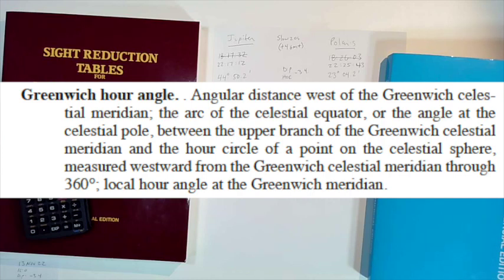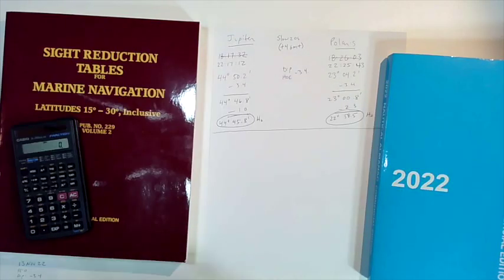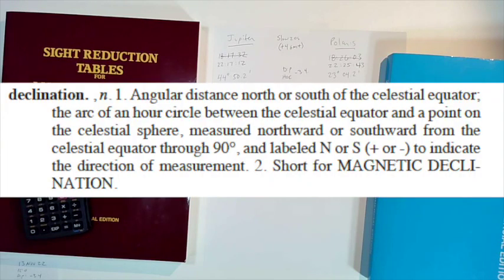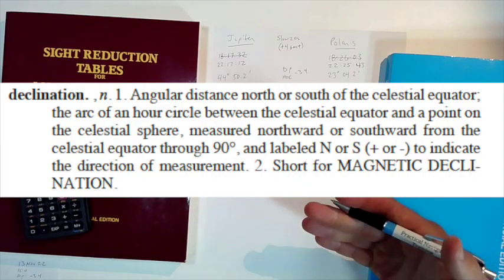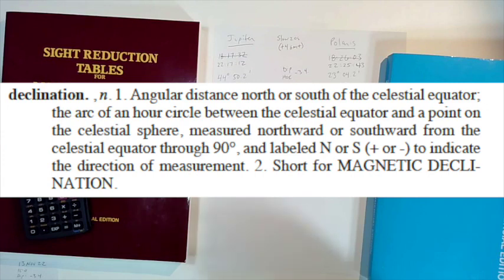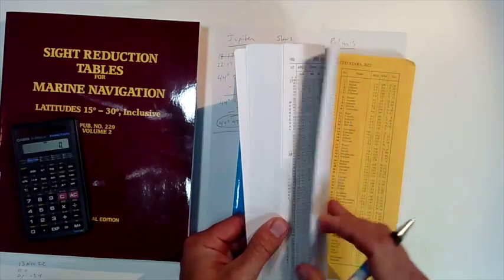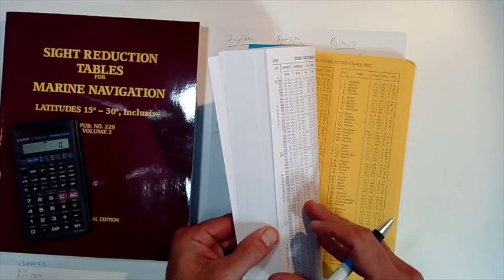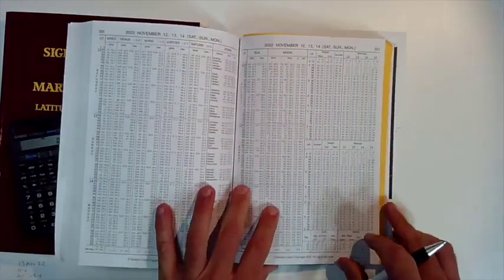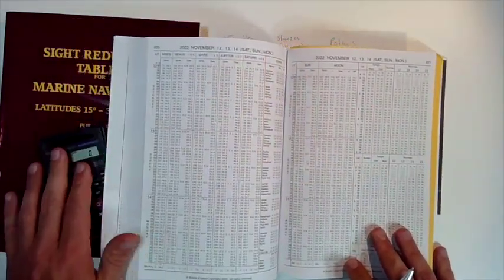The GHA is the Greenwich hour angle, kind of how far west of Greenwich it is, and the declination is the distance north or south of the equator for that spot directly beneath the object. I need to find that spot so I can plot it onto a chart. All right, so we go to today's date, which is November 13th, and there's all kinds of information here.